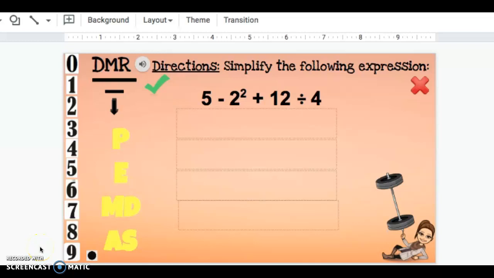All right, so we're going to do DMR today. So your directions are to simplify the following expression: 5 minus 2 squared plus 12 divided by 4.